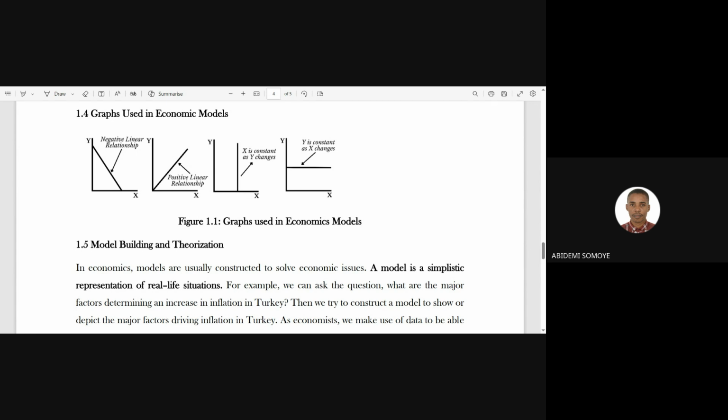We're going to be drawing a lot of graphs in microeconomics. When we get to the theory of consumer behavior, individual demand, market demand, indifference curve, budget line, you are going to draw a graph. There's no topic that does not have a graph. In micro, a lot of graphs. So look at this graph. You should know when a graph has a negative relationship.